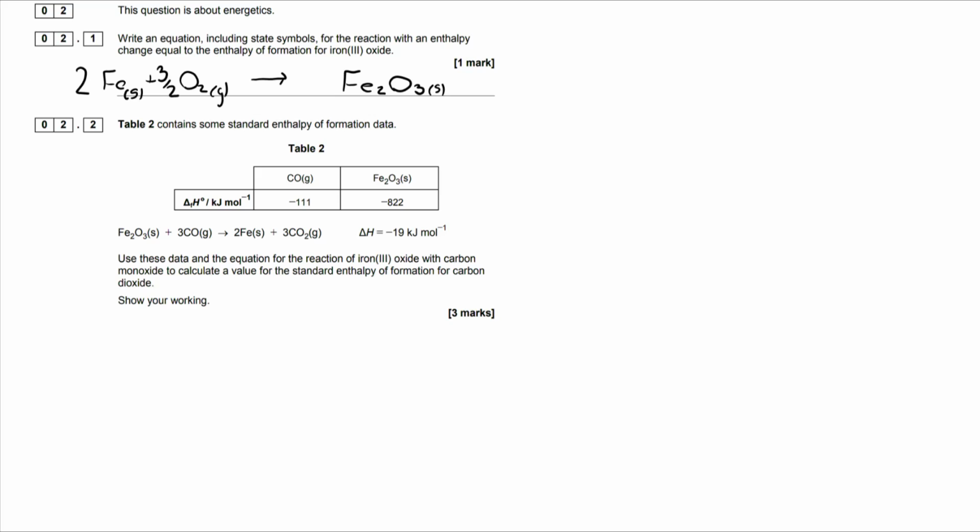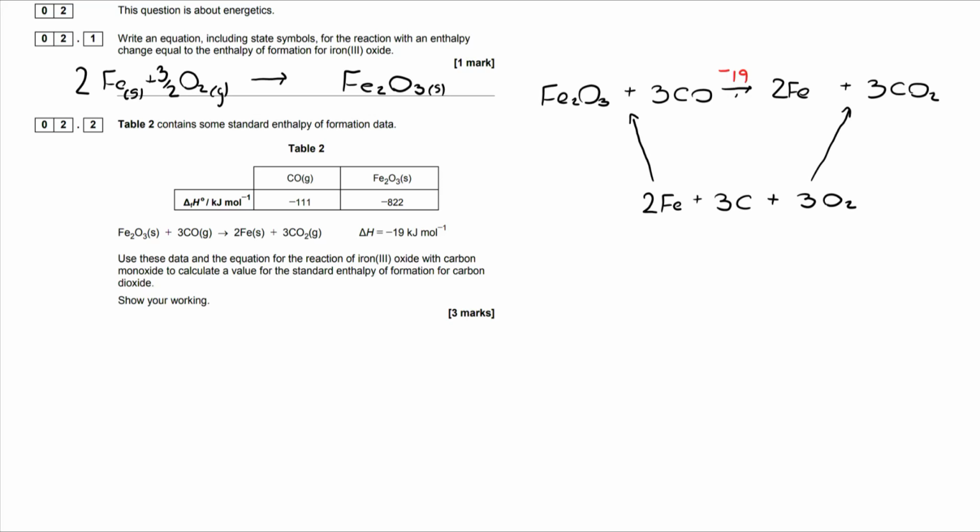When it then comes to the calculation that follows and building the cycle, we have been given enthalpy of formation data for carbon monoxide, for iron oxide. We haven't been given it for carbon dioxide, and we haven't been given it for iron. But I'm going to start by building up the cycle and drawing it out. And we know that the enthalpy change is -19 as shown on here. But I've also added the elements which are going to be used to make up the compounds. Again, we're looking at standard enthalpy of formation data.